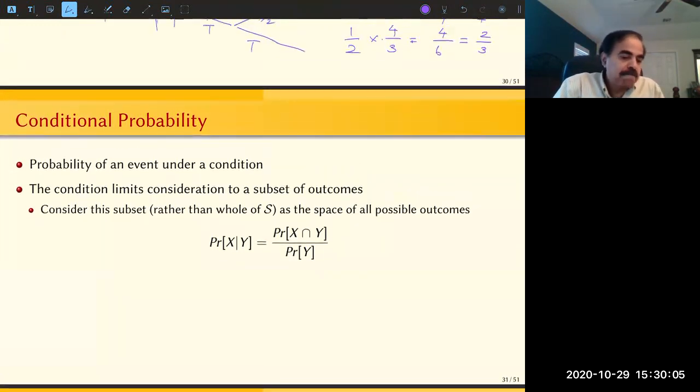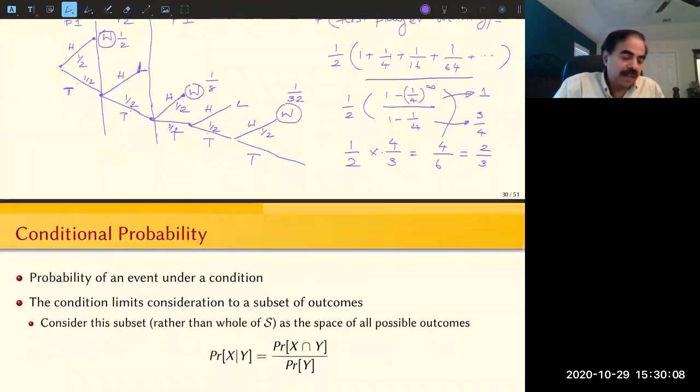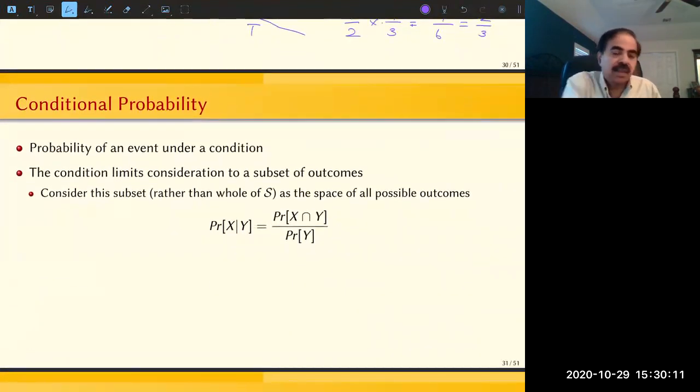So that brings us to the main topic that we have been building up to cover, and that is the notion of conditional probability, right? Which means that we want to talk about the probability of an event given that we already know something. The condition is something that limits what event or what subset of outcomes are possible.